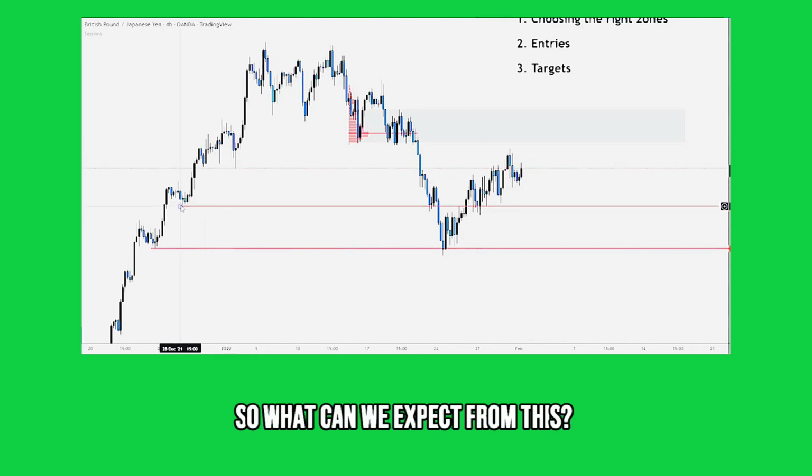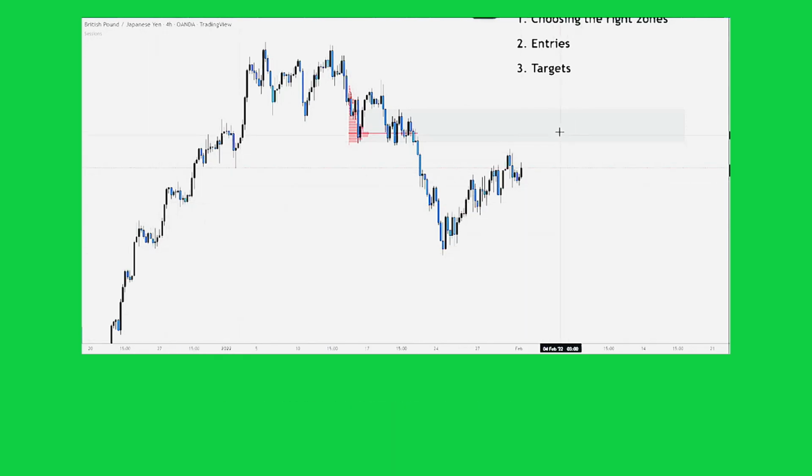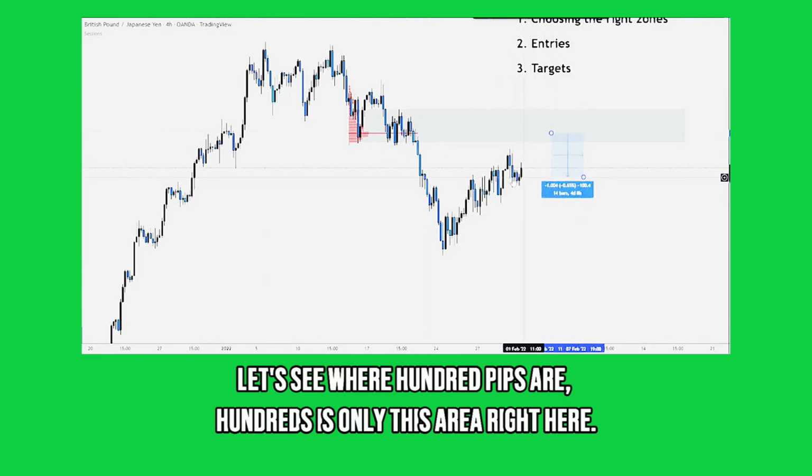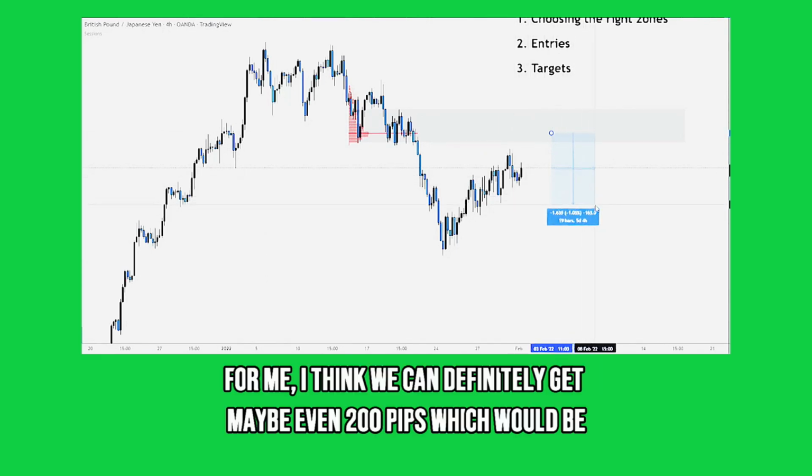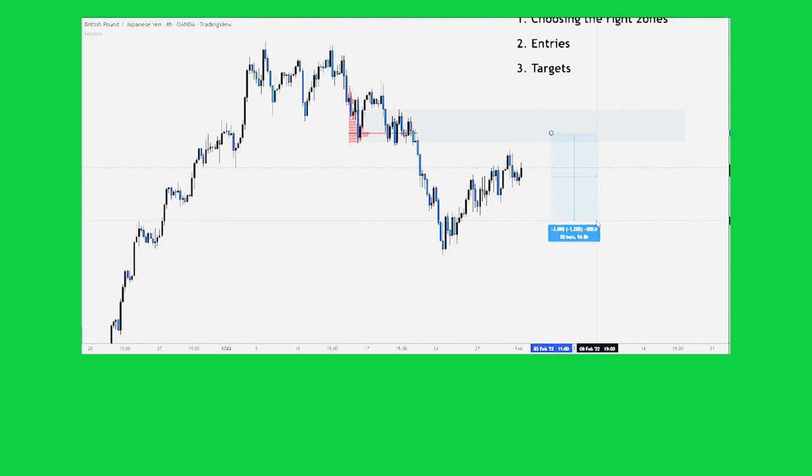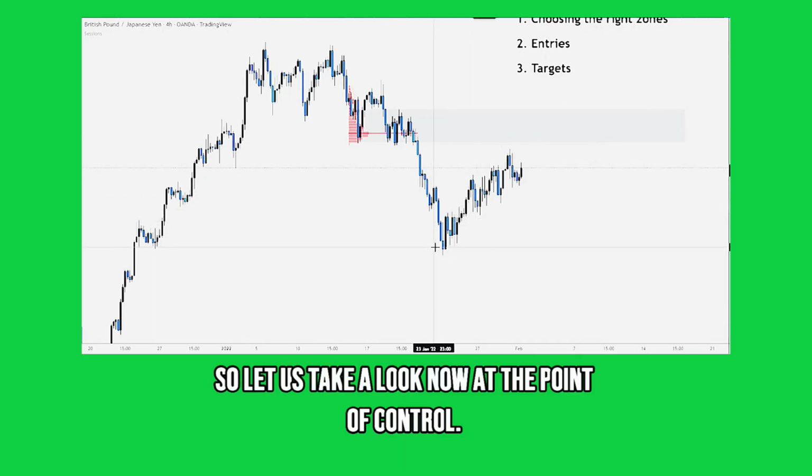It broke 3 pretty nice lows. So what can we expect from this? We can definitely expect probably 100 pips and probably even more. All right, let's see where 100 pips are. 100 pips is only this area right here. For me, I think we can definitely get maybe even 200 pips, which would be over here. I think we can definitely achieve this. Okay, so let us take a look now at the point of control.